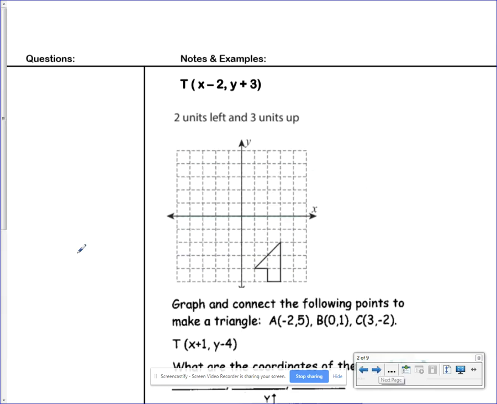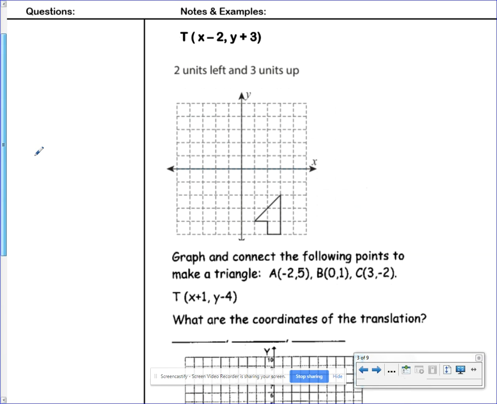All right, let's try a few more. Turn the page. Algebraically, this says take x and subtract 2. That means move 2 units to the left. And y plus 3 means you move 3 units up.